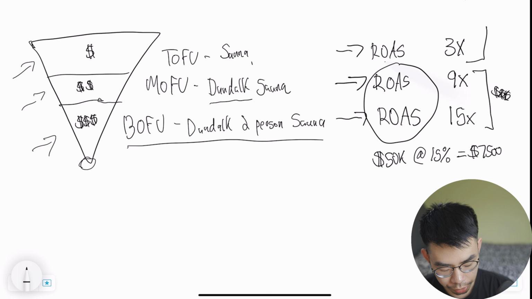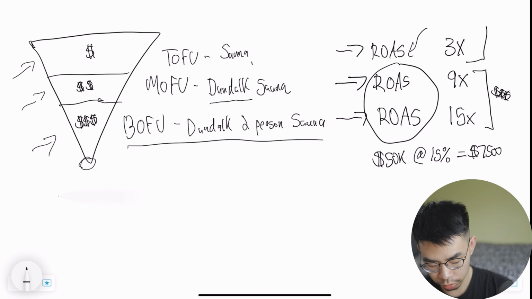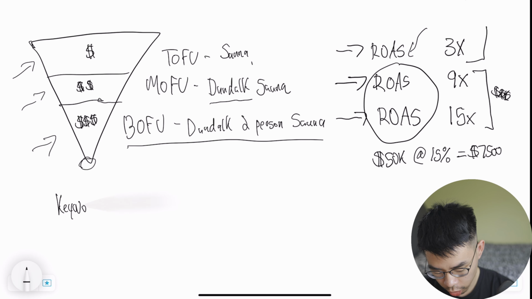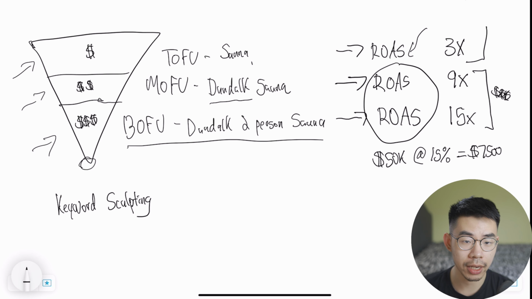There comes a point where you need to start putting budget towards the top of funnel, and the top of funnel is not going to be profitable right off the bat, but we need to do campaign optimizations called keyword sculpting. And essentially what keyword sculpting is inside Google Ads is there is something called negative keywords.